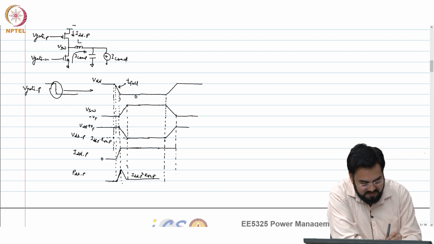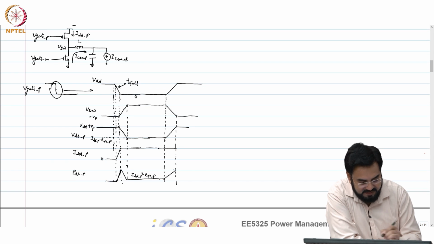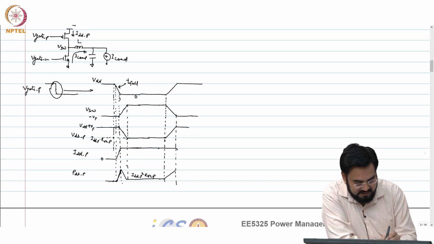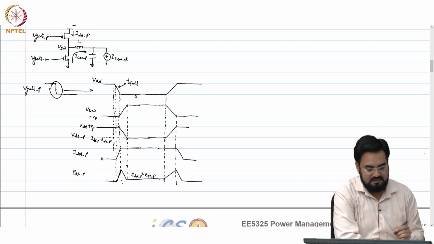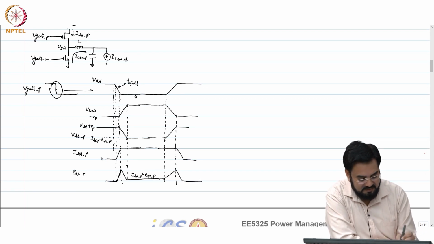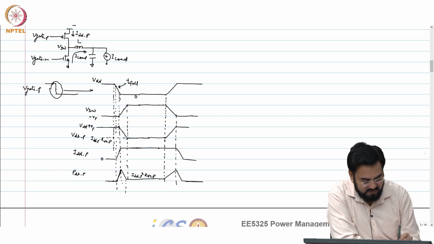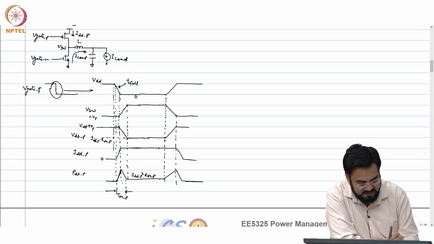Peak should be again same point, okay. Now, the current starts dropping. So, if I call it T rise or T on, let us say this is the turning on, T on P, and this is T off P.